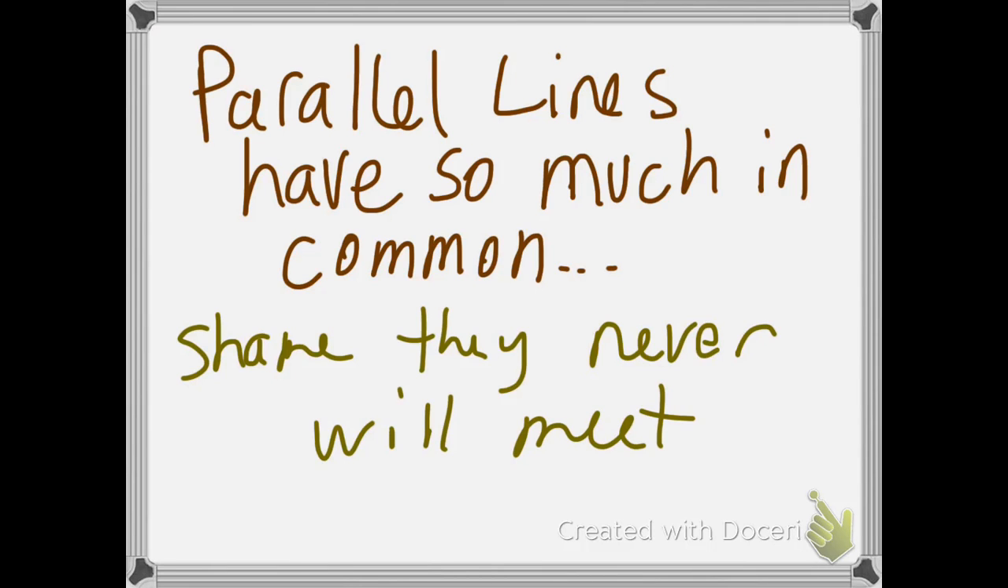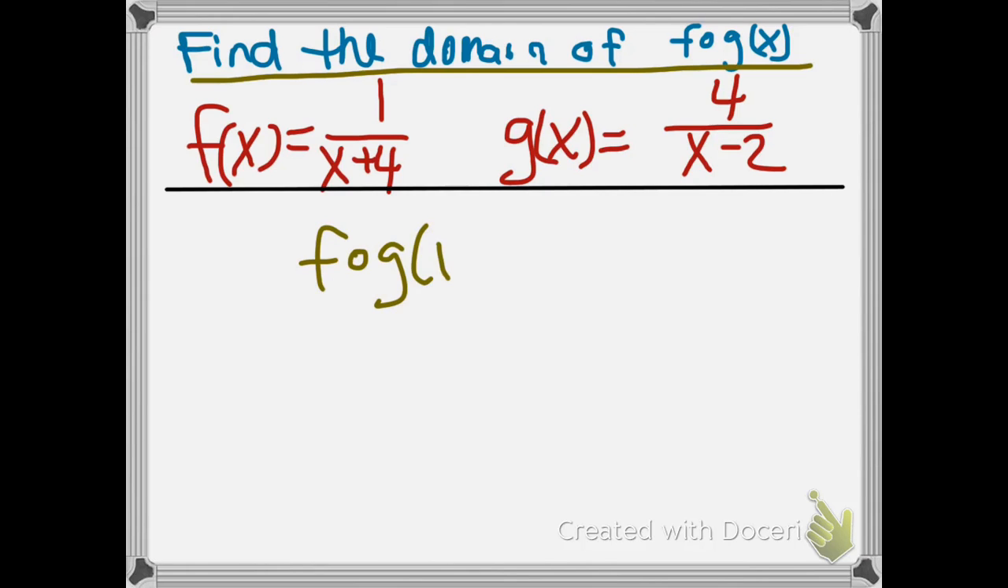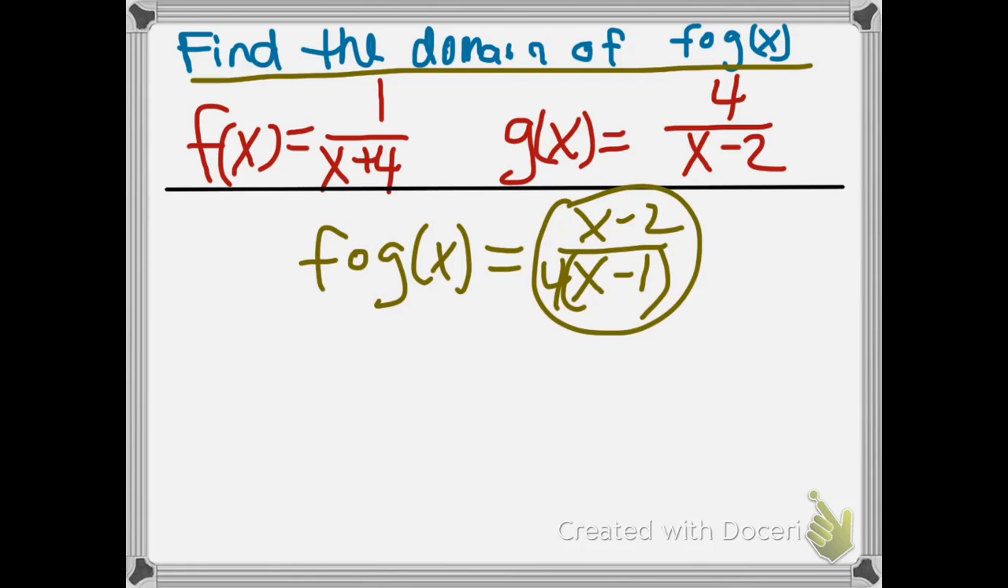It was bad. Okay. Here's the same exact question. Find the domain, but in a different way. Remember, we said that f of g of x was x minus 2 over 4x minus 4. Remember that we resulted in that, so there's another way you could find this.